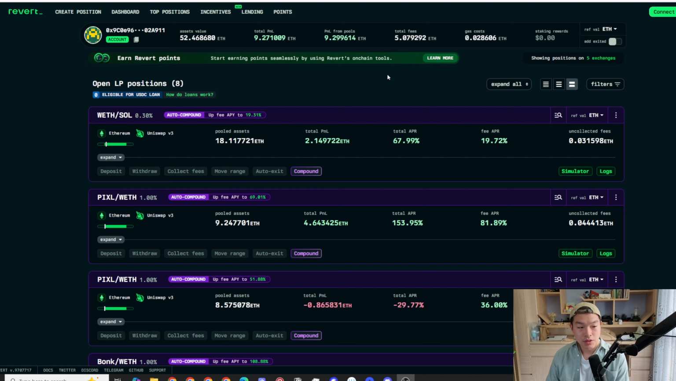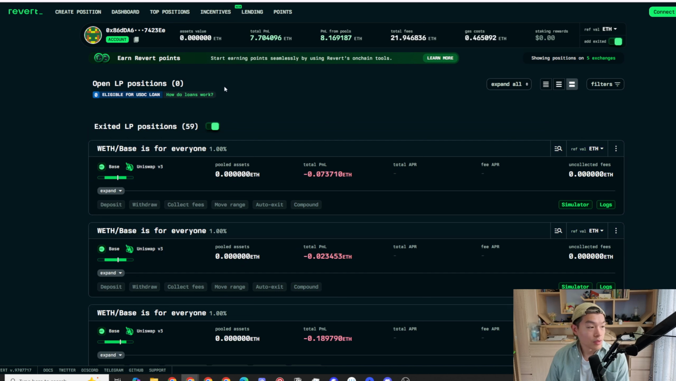So my strategy has been working pretty well most of the time, averaging about 40 to 50% APR on my capital right now. And you can see my exited pools now total roughly 7.7 Ethereum. So let's dive right in.